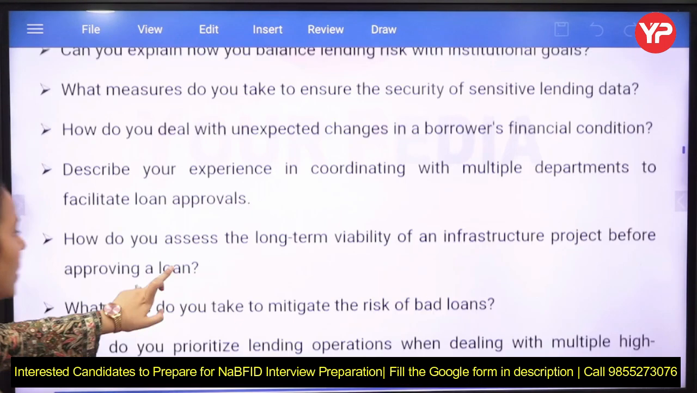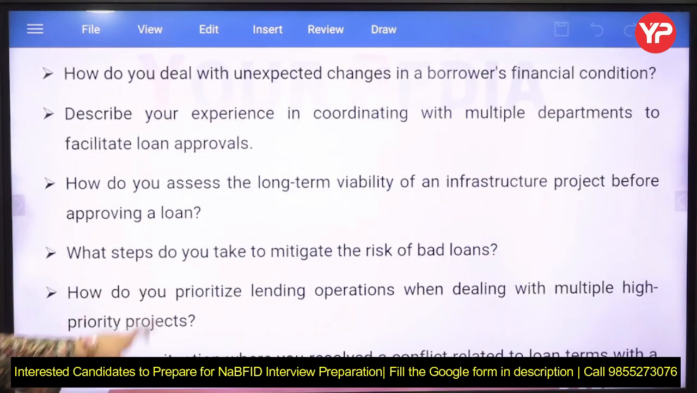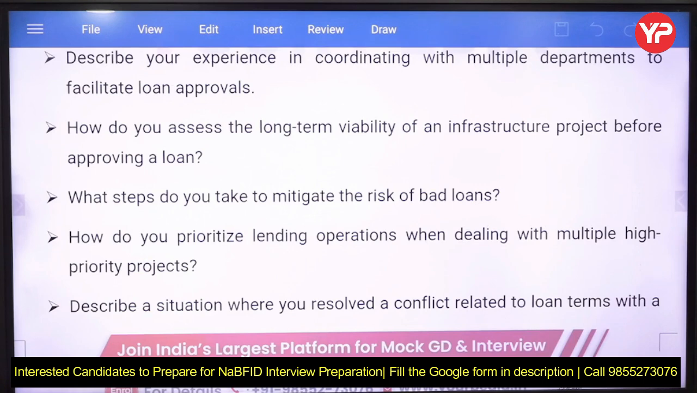How do you assess the long-term viability of an infrastructure project? What steps do you take to mitigate the risk of bad loans?